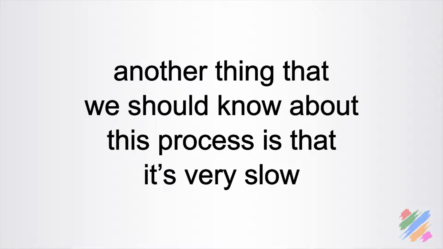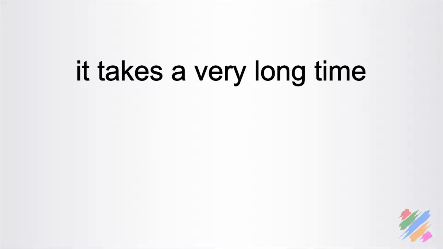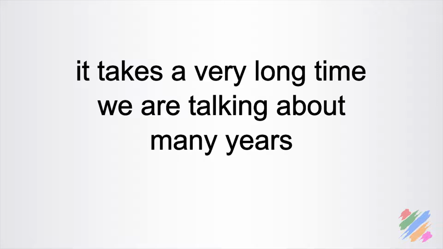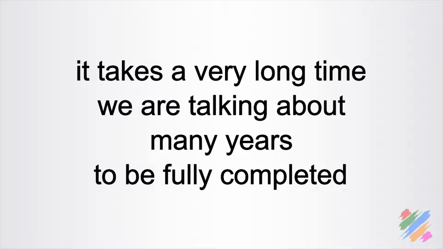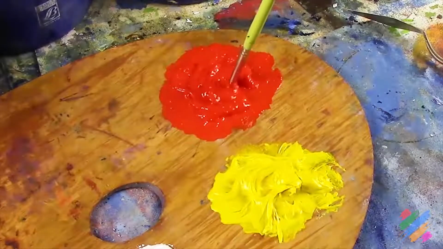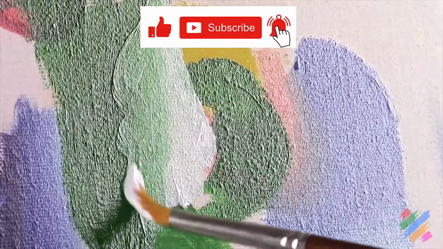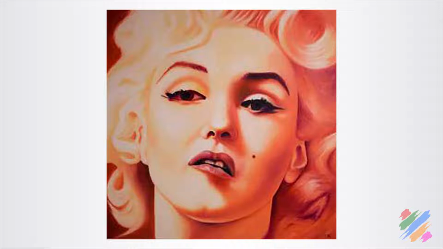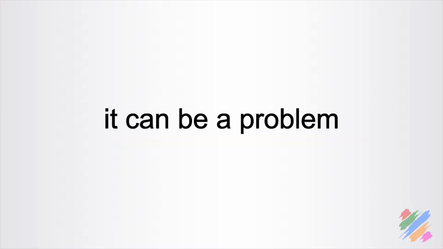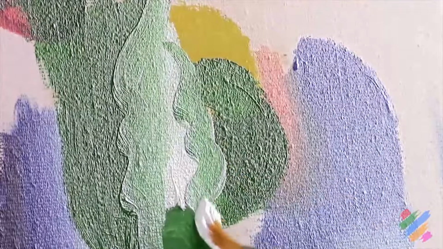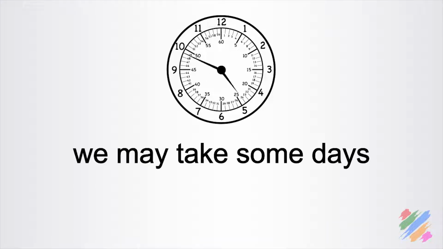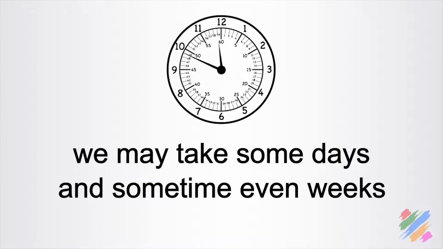Another thing that we should know about this process is that it's very slow. It takes a very long time, we are talking about many years, to be fully completed. This, on one side, is good because we don't have to worry about our paints drying while we use them. For example, if we want to change something in our painting, we can do it quite easily, even after some hours. But on the other side, it can be a problem because, according to the technique that we use, completing a painting may take days and sometimes even weeks.